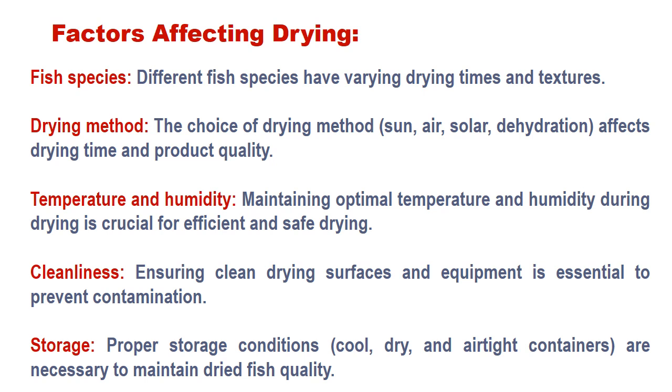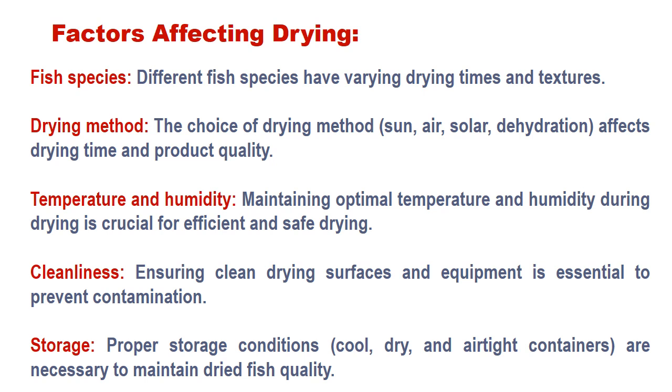Secondly, the drying method, the choice of drying method, that is sun, air, solar and dehydration. As we have discussed, sun drying will be slow, and the season or temperature and humidity also have a role. Whereas in case of solar and other ovens, it is quite faster. So all these things affect the drying time and product quality.